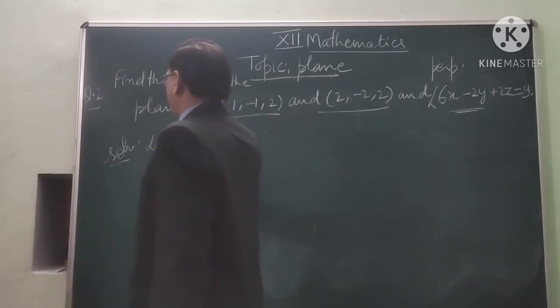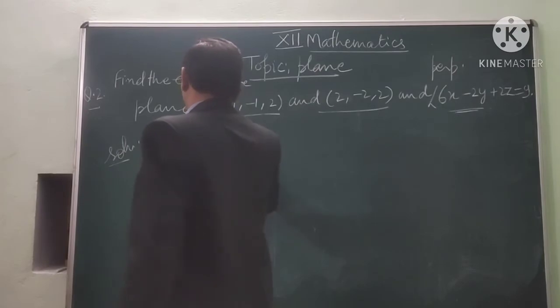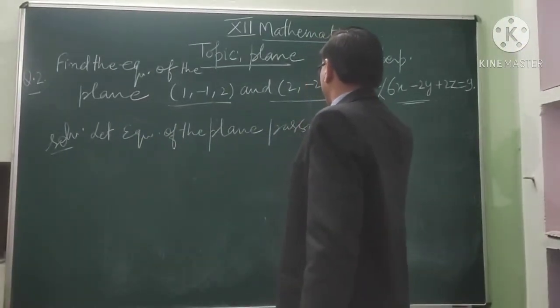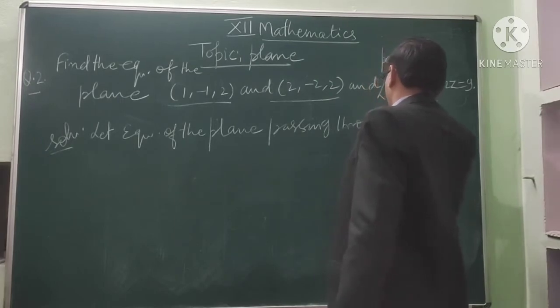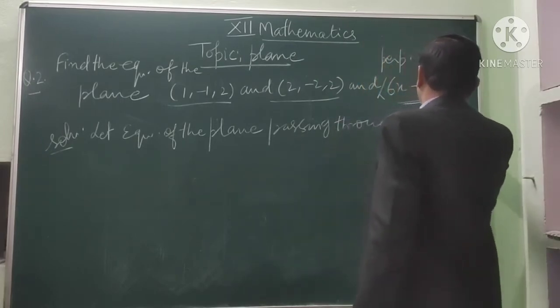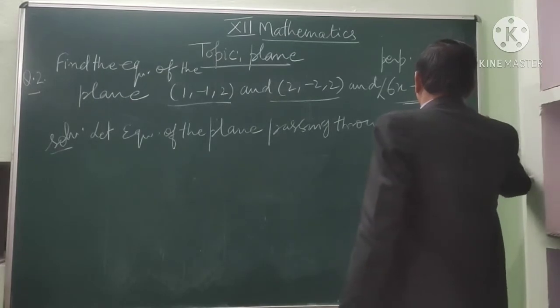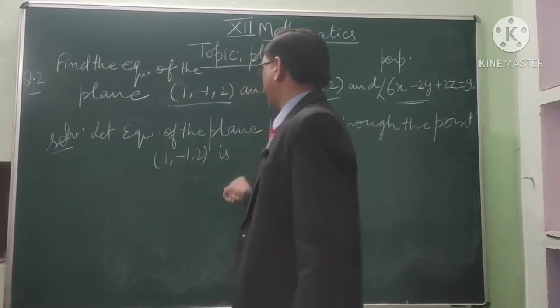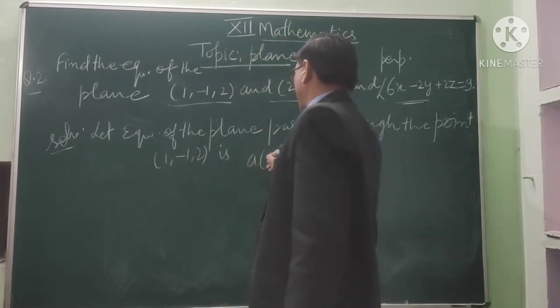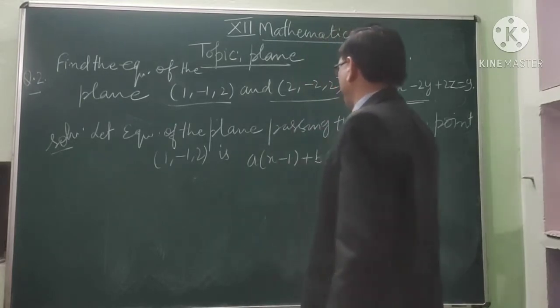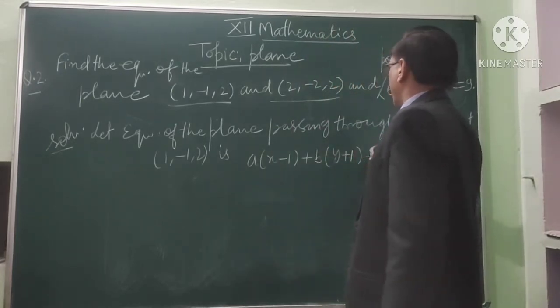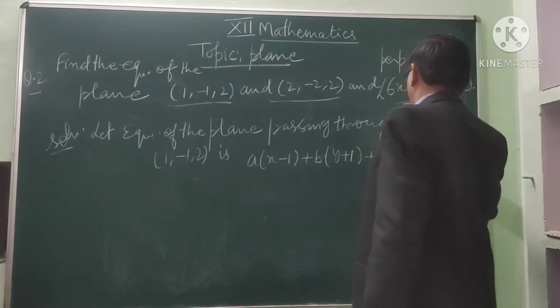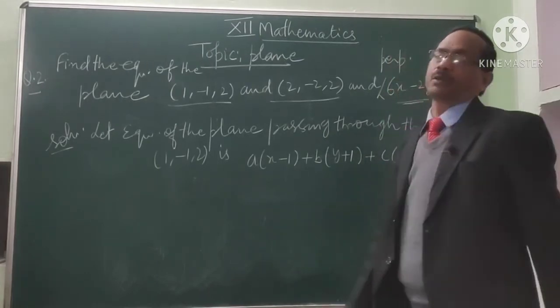Let the equation of the plane passing through the point (1, -1, 2) be a(x - 1) + b(y + 1) + c(z - 2) = 0. Let it be equation 1.